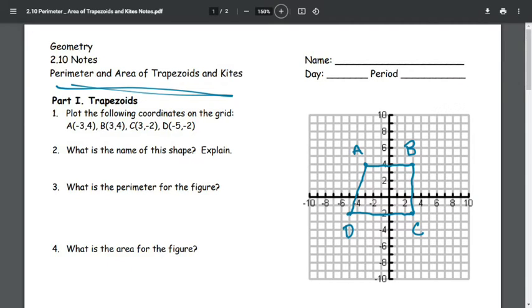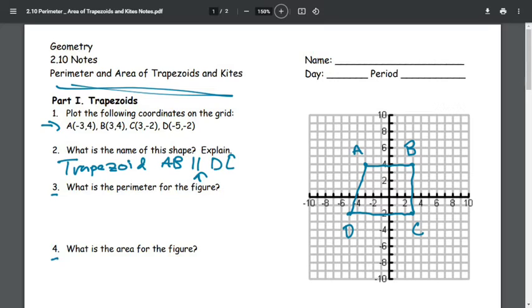Number one wants us to plot these coordinates, so I already have that done over here on our coordinate plane, A, B, C, and D. So that's the name of this shape. Should be pretty obvious that this is going to be a trapezoid, since it's something that we've talked about before. What lets us know is that AB and DC are parallel with each other. So if you remember that little symbol right there, it means that they're parallel. And trapezoids have exactly one pair of parallel sides.